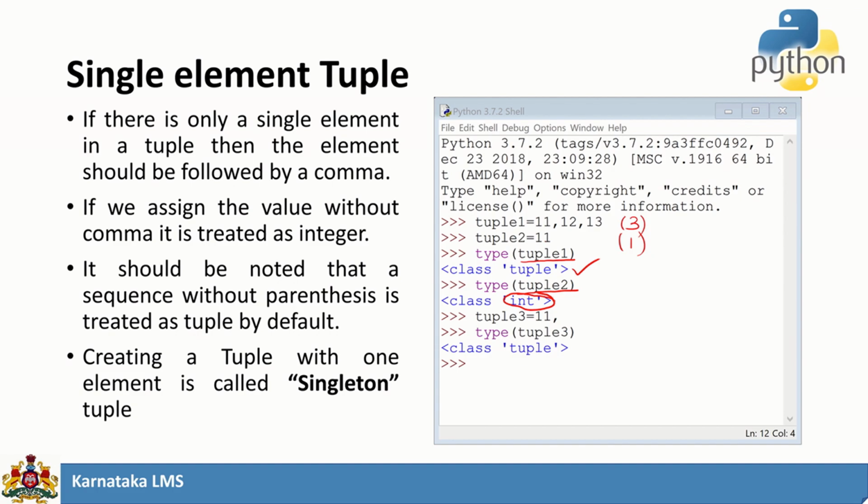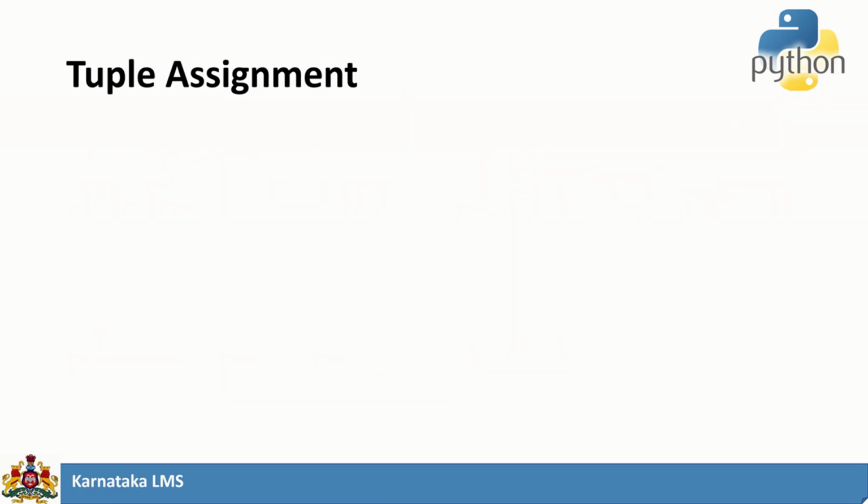But if you want to create a tuple with a single element, that is a singleton tuple, then you have to say tuple 3 is equal to 11 followed by a comma. You have to give the name of the tuple, the single element followed by a comma. This will consider tuple 3 as a tuple, and now you see it will print the type as tuple. Like this, when we want to create a single element tuple, the element should be followed by a comma.